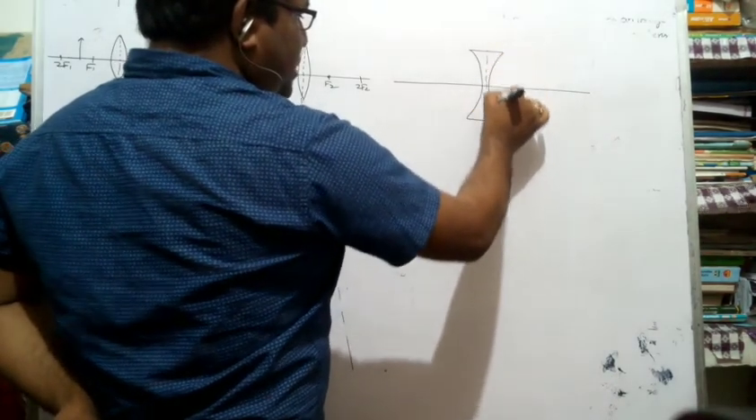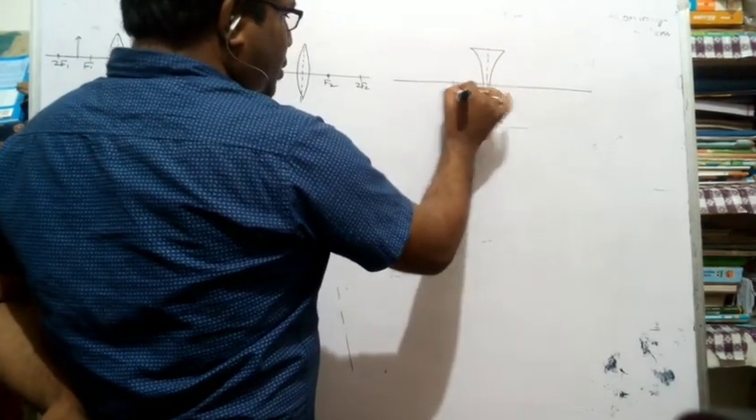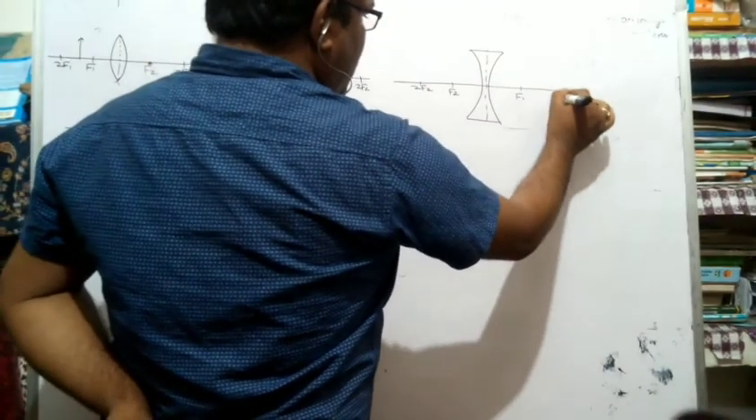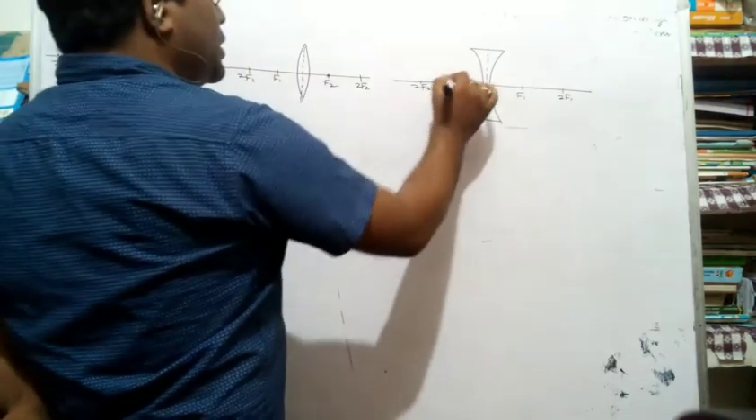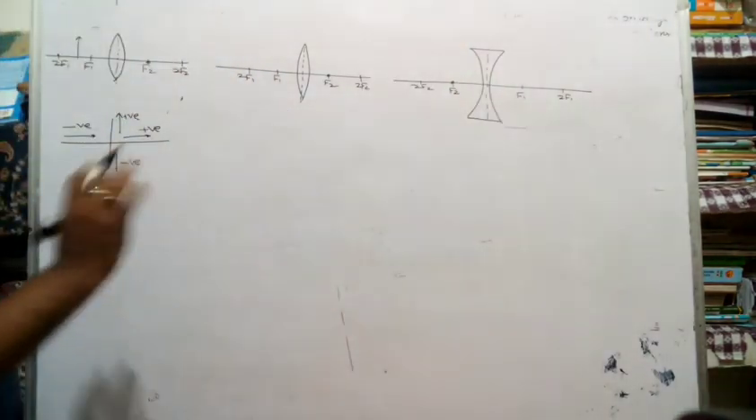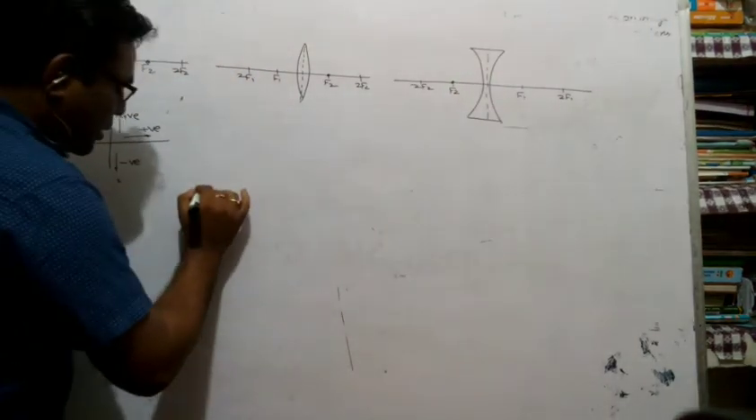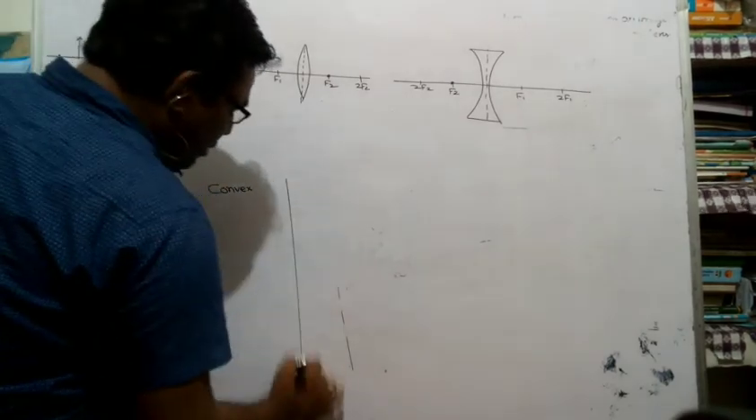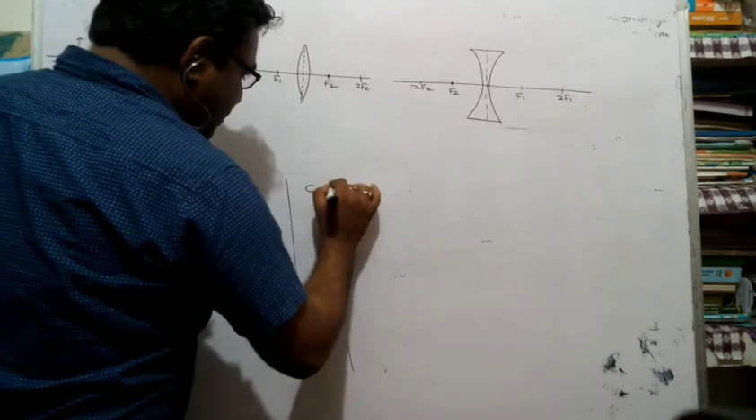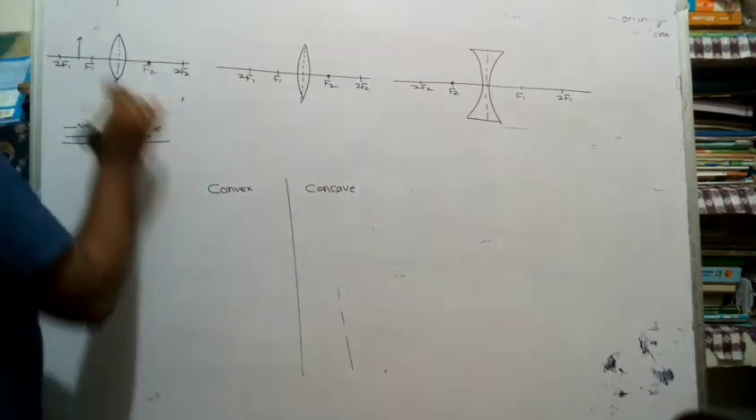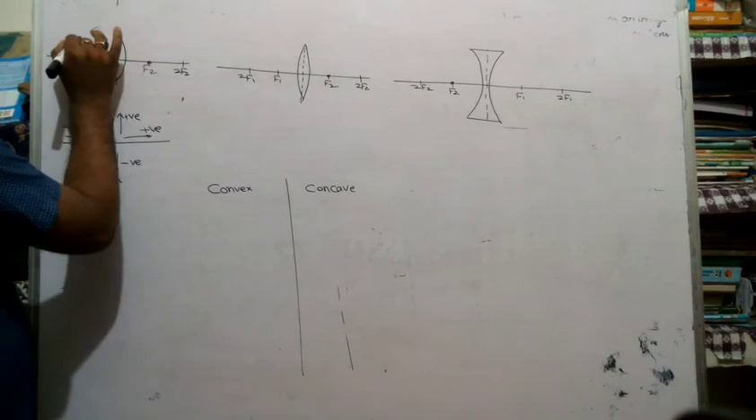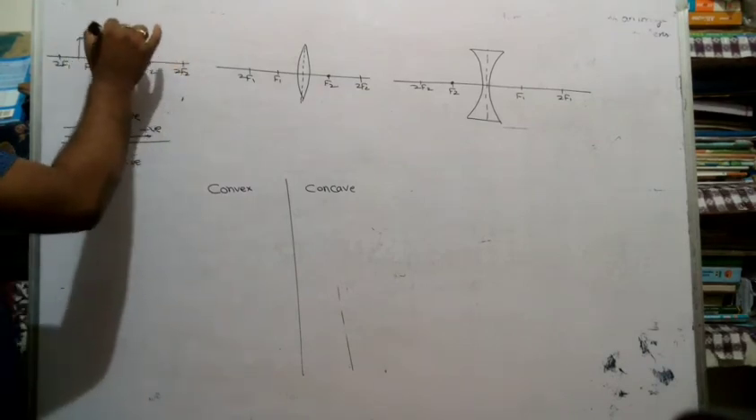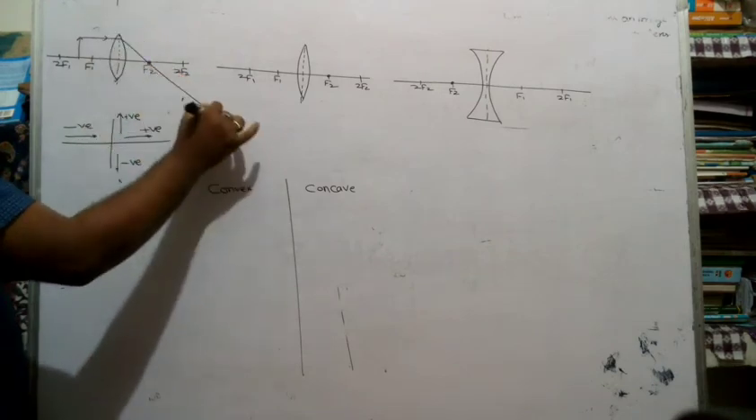This one is convex lens beta, f2, 2f2, f1, and 2f1. Beta, in all of these, here is convex and here is concave. Understand? Now see, it is the first diagram. Light ray goes parallel, then after refraction, it will pass through the principal focus.